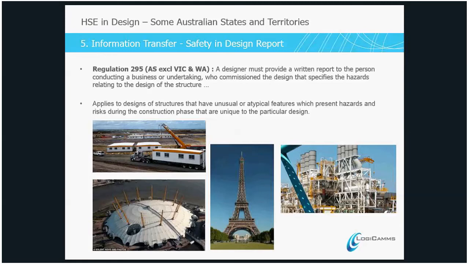A couple of examples there: obviously if the Eiffel Tower was being built today, it's quite unique. The dome over in the UK is quite unique as well, with its own requirements. Any process plant is usually atypical, so it's quite unusual, it's a one-off, so we need to make sure that if we're involved in the design of that structure, we're supplying that written report.